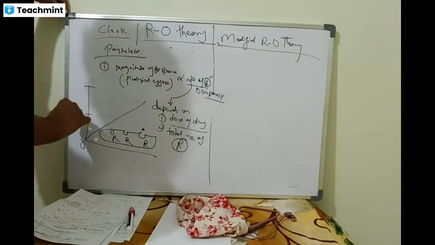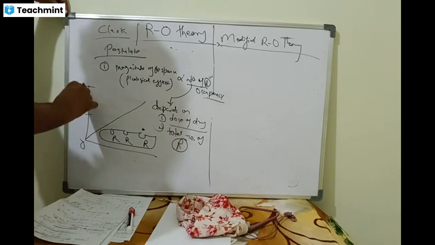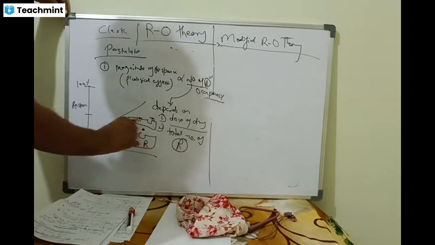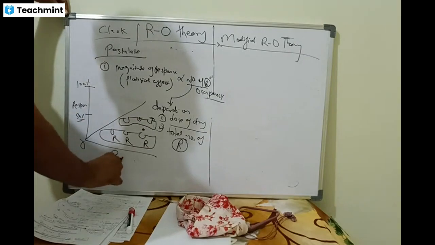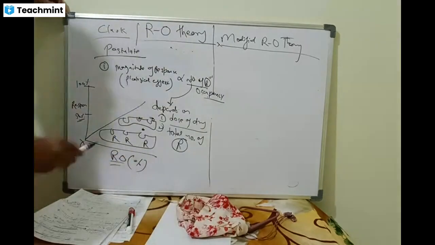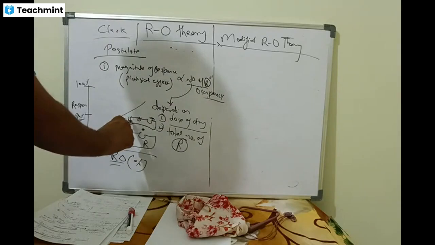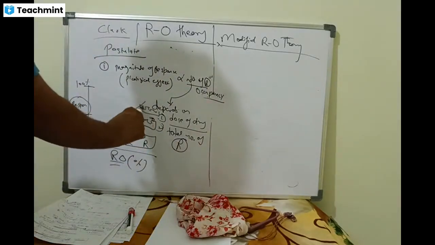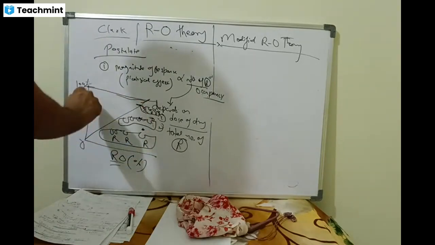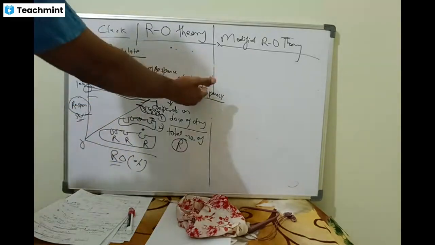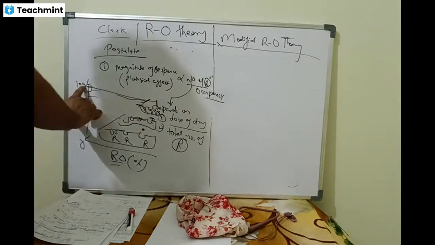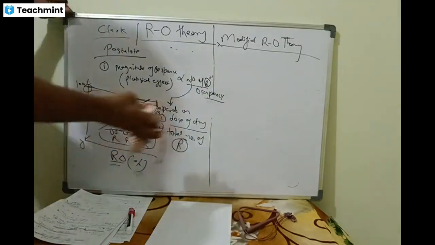These are the receptors and this is the occupancy: 0%, 50%, and 100%. Out of, suppose, 4 receptors, if 2 receptors, 50%, are occupied, the response is 50%. At this place, all 4 receptors are occupied, so the response is 100%. So as we increase the number of receptors occupied, the magnitude of response also increases.